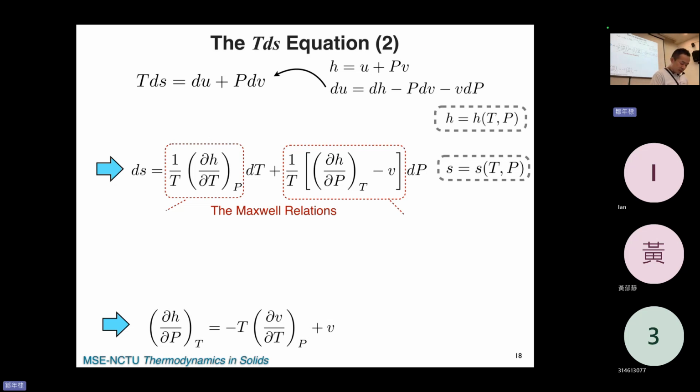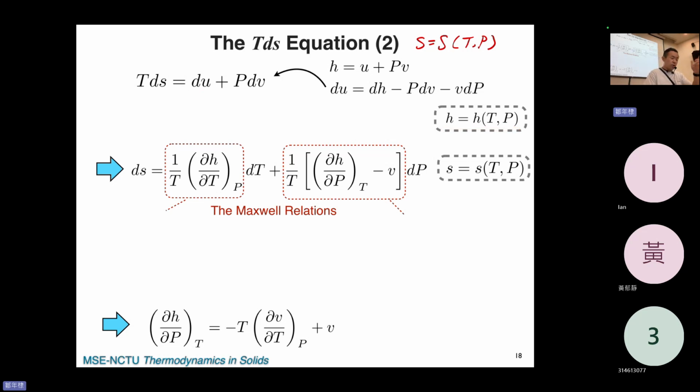OK, TdS equation 2 is just changing another parameter. S is a function of temperature and pressure, so let's replace V with P. Then let's continue: TdS equals dU plus PdV. And we focus on T and P. Who is a function of T comma P? H, right? H is focused on temperature and pressure.